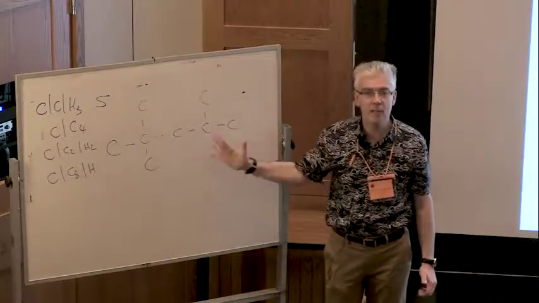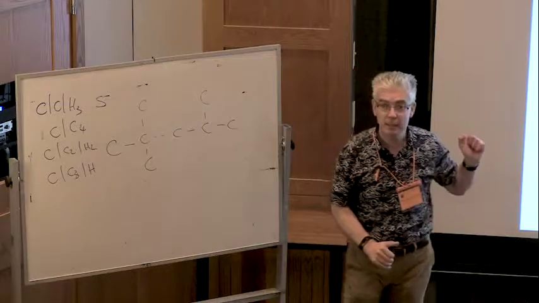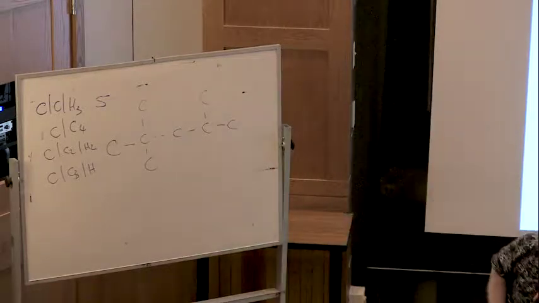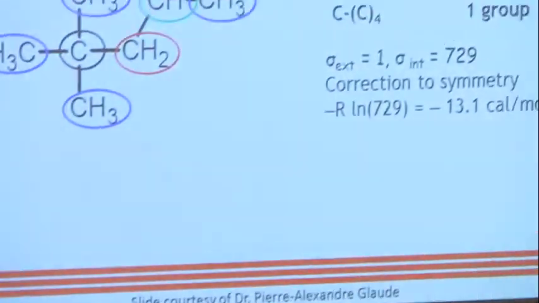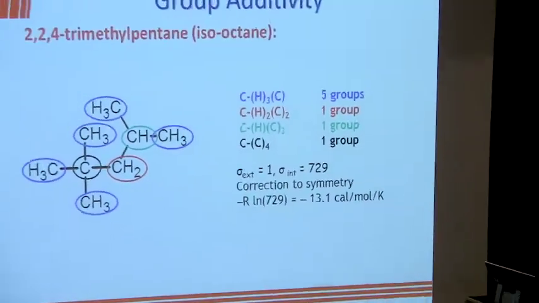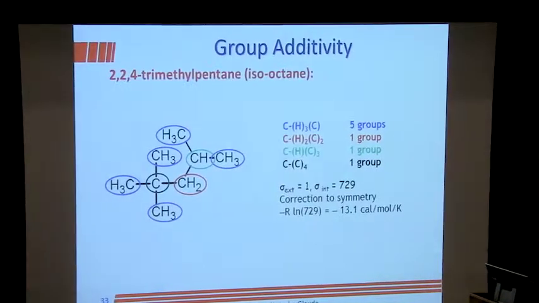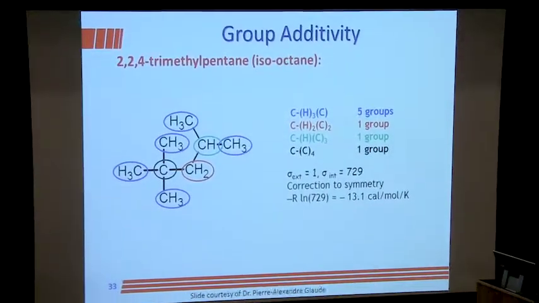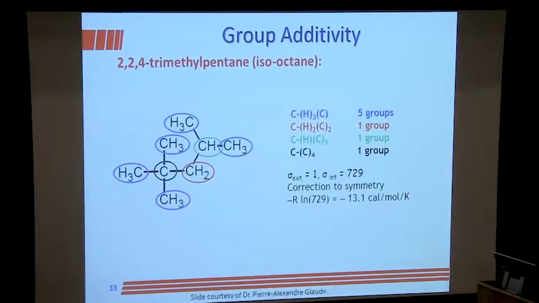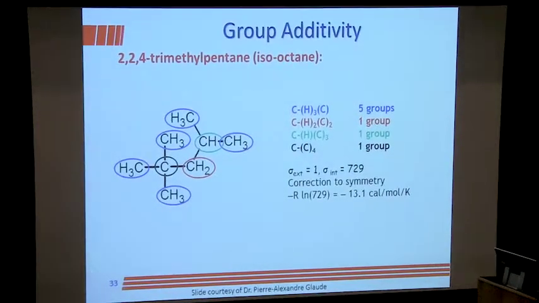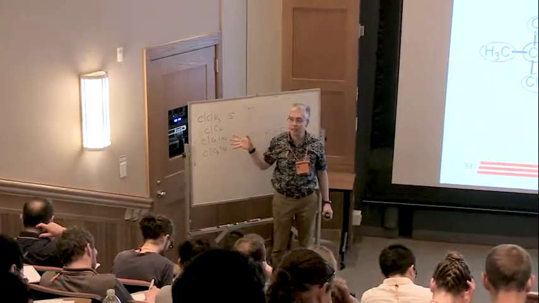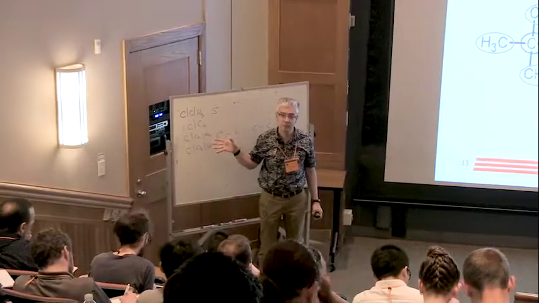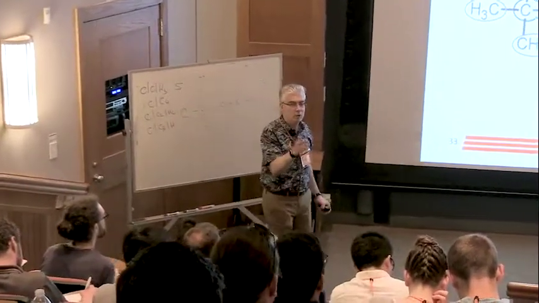Okay? So 81 times 9 is 729. So that's where we get the symmetry for isooctane. So it's 729. Okay? So we have to correct for that then. So we have to subtract minus R log 729 from the entropy contributions from each of these groups to get the entropy of isooctane.